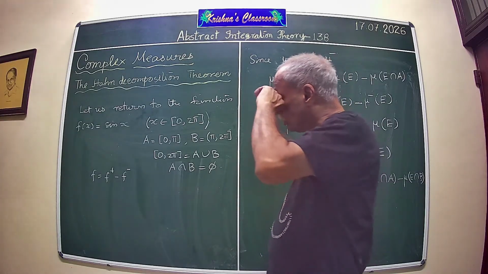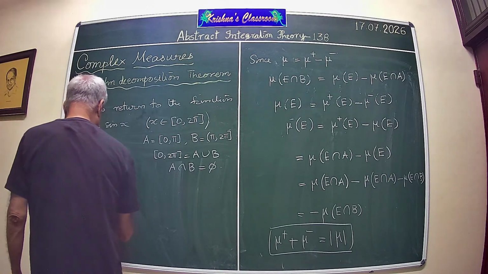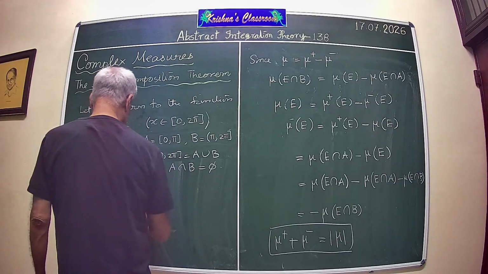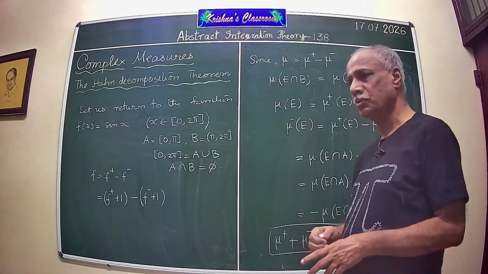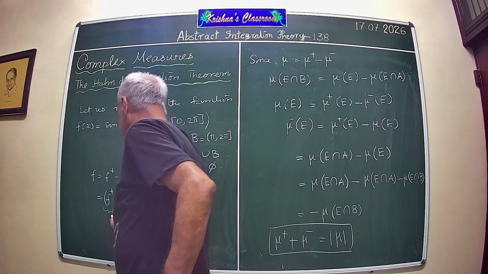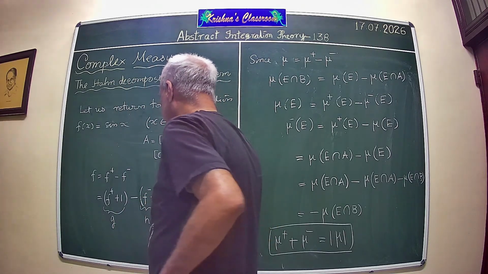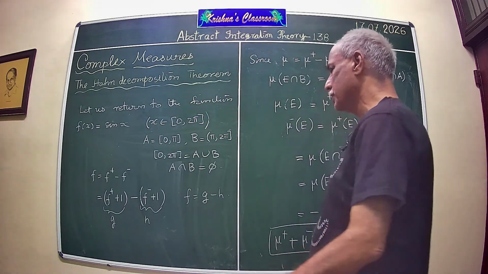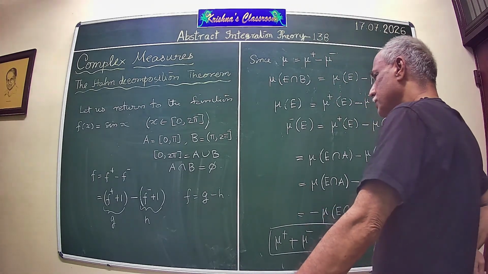Now I can also do the following. What I can do is I can write this as F plus plus 1 minus F minus plus 1. This 1 cancels. Okay. And then what happens? Suppose I call this G and H. Then F is equal to G minus H, where both G and H are positive functions. So this is another way of writing it up, right?